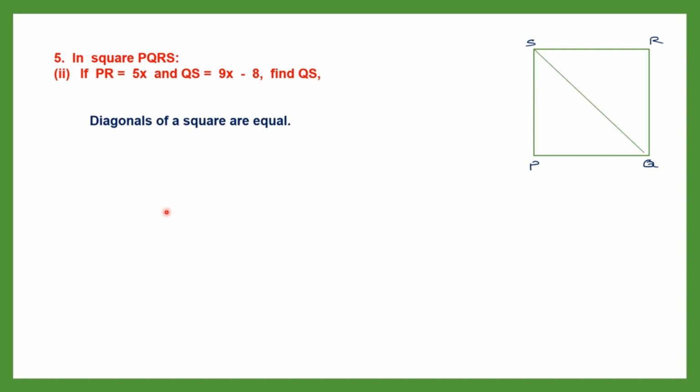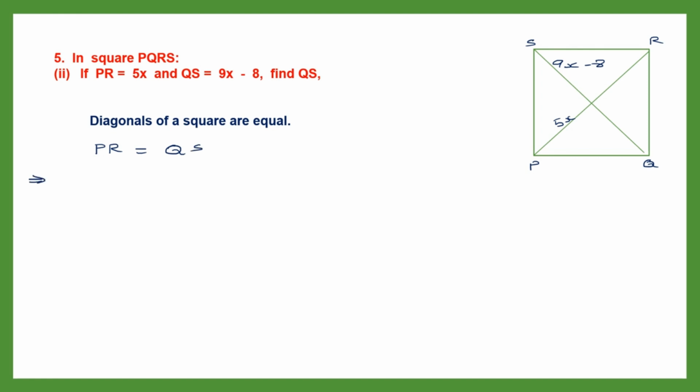So let's get our diagonals. So we have these two diagonals. The diagonals are equal. Now PR is this diagonal. So let's write it here. So this is 5x. And the other diagonal QS is 9x minus 8. And we know the diagonals of a square are equal. So we can write that as PR is equal to QS.